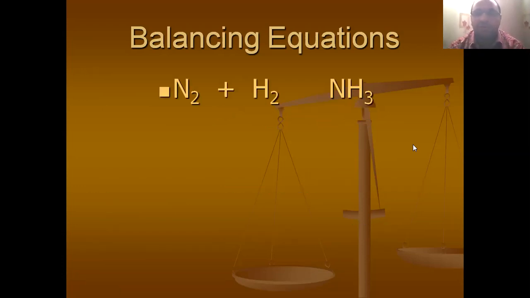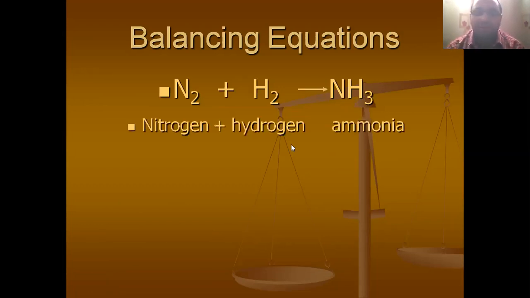Let's watch another example. Nitrogen plus hydrogen gives ammonia. 1 molecule of ammonia consists of 1 nitrogen atom and 3 hydrogen atoms. Now, we are going to balance this equation. This equation is not balanced. We have 2 nitrogen on the left side. How can we convert the right side to be containing 2 nitrogen?